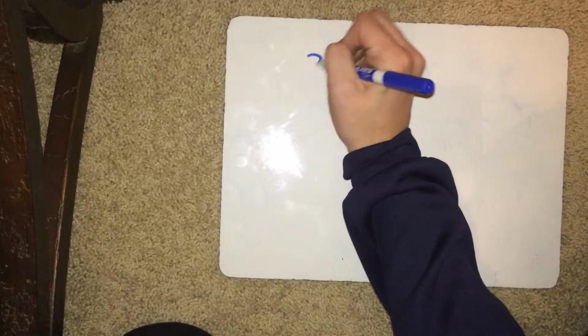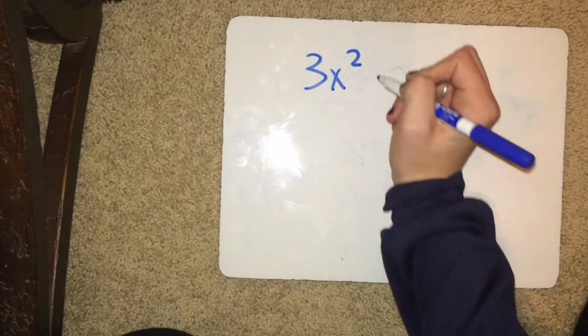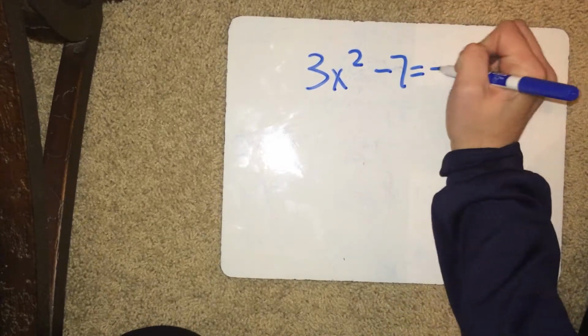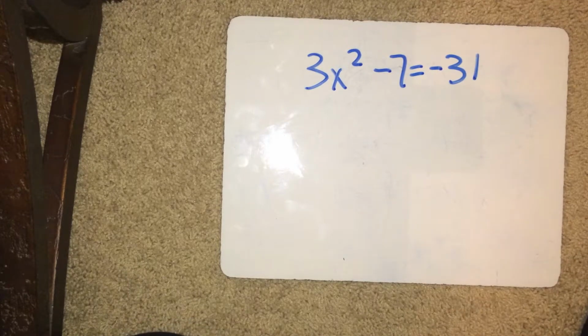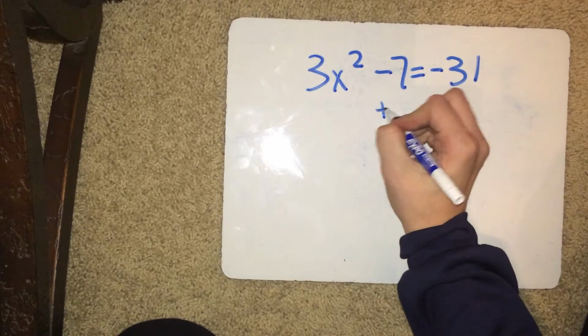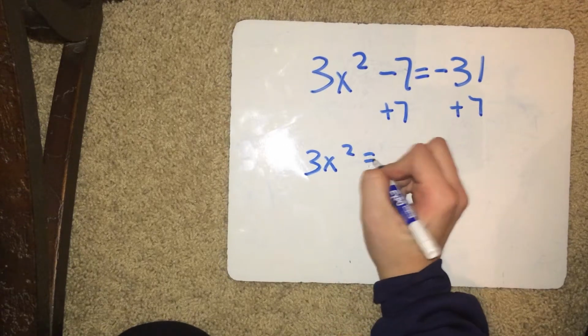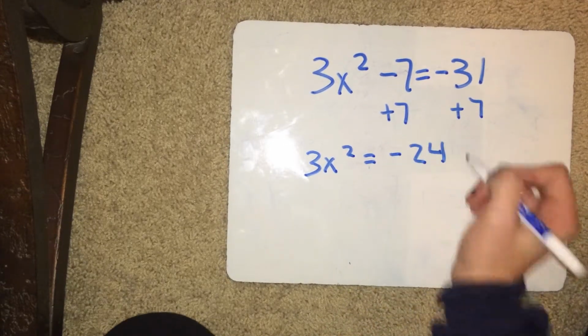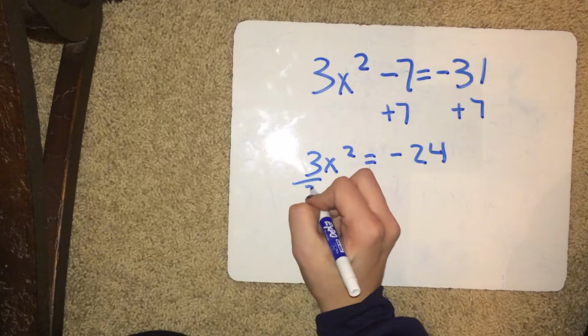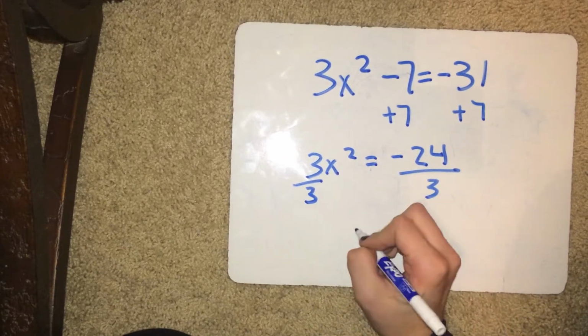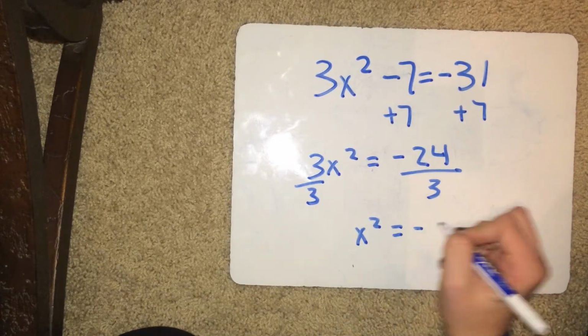Hi everyone, in addition to learning about imaginary and complex numbers, we're also going to learn how to solve a quadratic equation. So first we're going to write our original equation, which is 3x squared minus 7 equals negative 31. And then from there, we're going to add 7 to both sides, making it 3x squared equals negative 24.